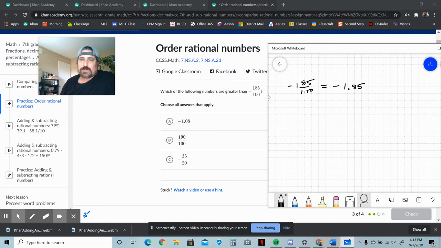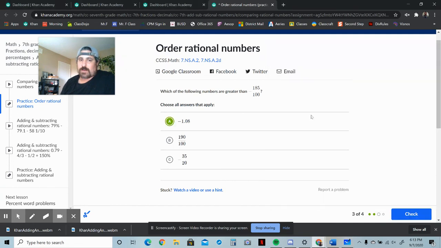It's asking which numbers are greater than this, right? Okay, so we've got negative 1.08. Is that greater than this? Well, the bigger the negative, the further it is from 0 absolute value-wise, the smaller it is, right? So which of the following numbers are greater than that? Yeah, negative 1.08 is going to be greater than that because smaller negatives are bigger than bigger negatives, right?